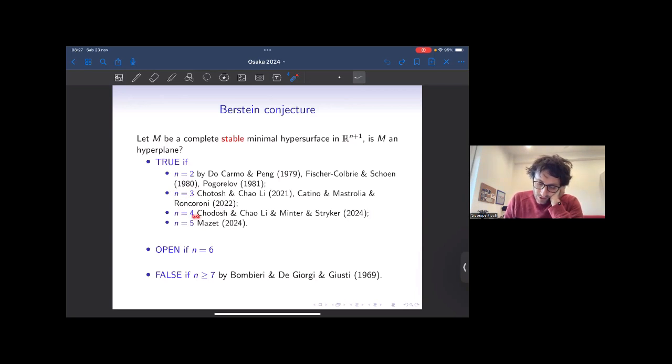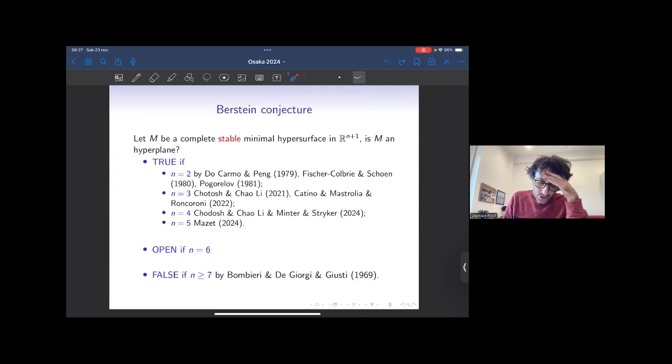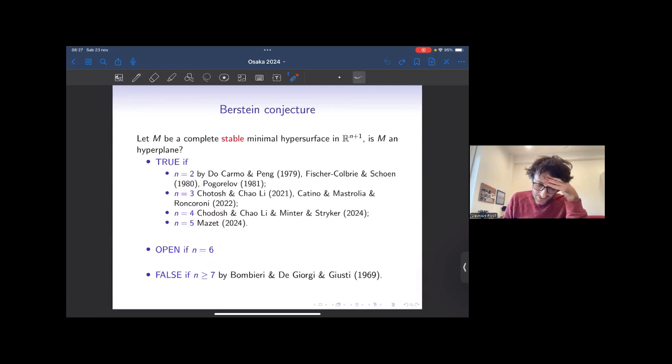N equal to 4 again, Chodosh, Li, collaborators, and very recently Laurent Mazet; the case n equal to 5 and the case n equal to 6 is still open. Okay, so you can see many mathematicians that contribute to this nice problem. In particular, you can see that more than 40 years passed for a new development.